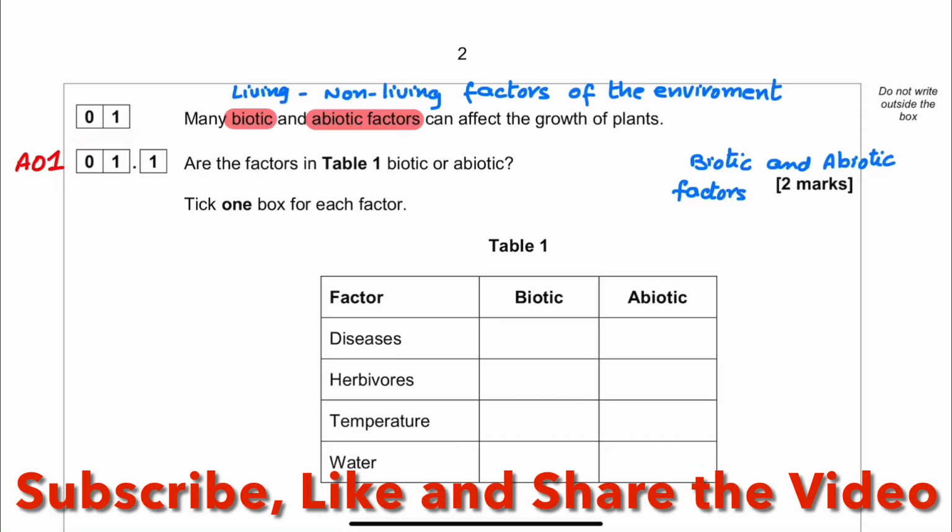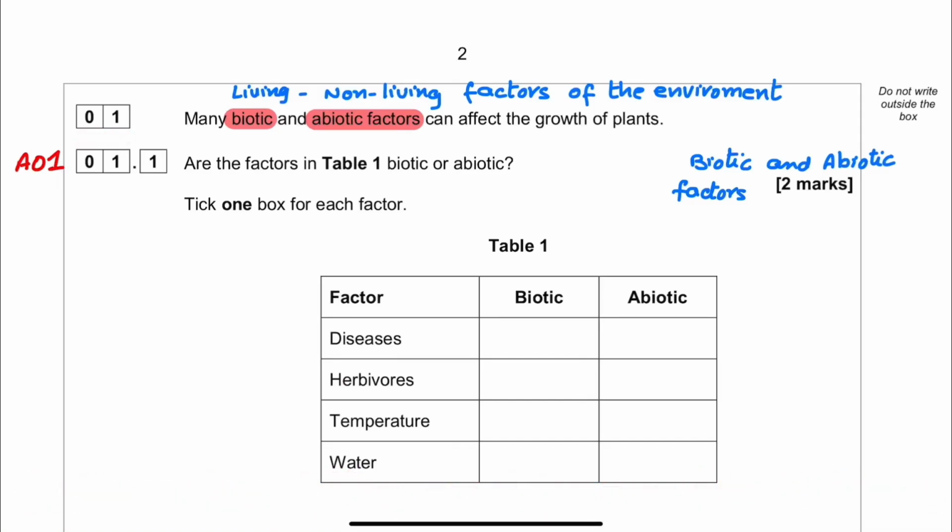Question number one. Many biotic and abiotic factors can affect the growth of plants. 1.1 is an AO1 question, which is a knowledge based question, and this question is from the topic of biotic and abiotic factors. Are the factors in the table number 1 biotic or abiotic?